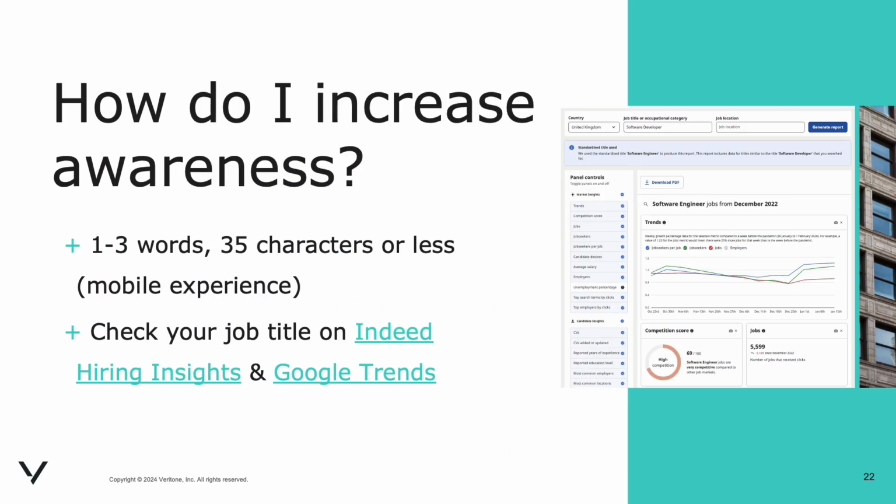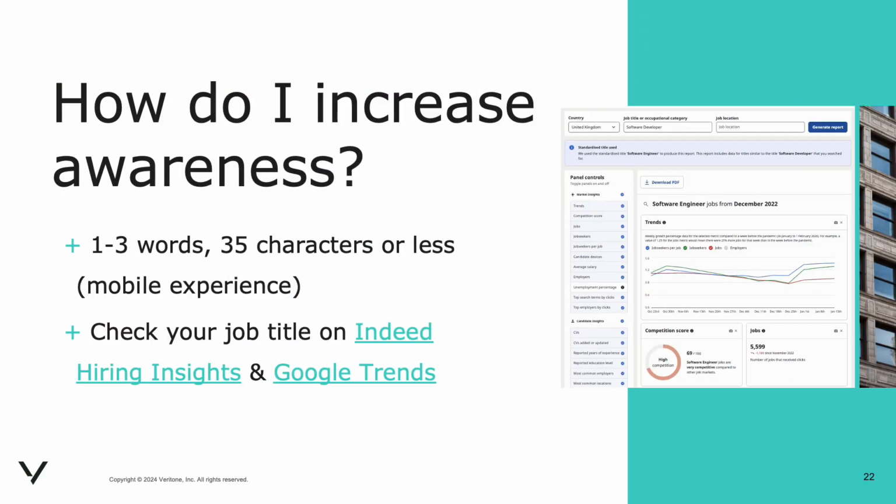Well, there's two key things here. First of all, loads of people have done lots of research across millions and millions of jobs. And what they found is 1 to 3 words or 35 characters or less is the optimum length. The reason that 35 character number is important is that once you go beyond that, a candidate can't see the full job title on a mobile phone. So the more you go over, the more diminishing returns you get, because the candidates don't necessarily know what the full job is, okay?